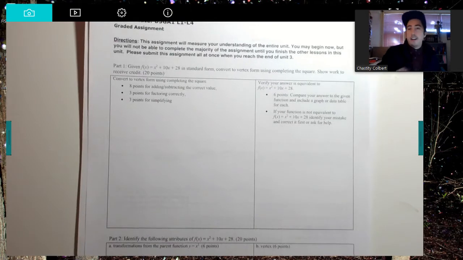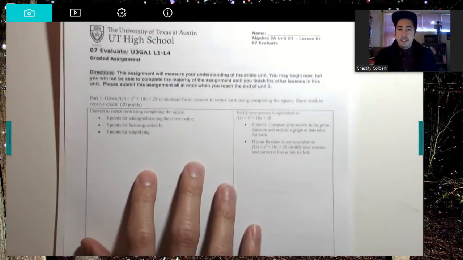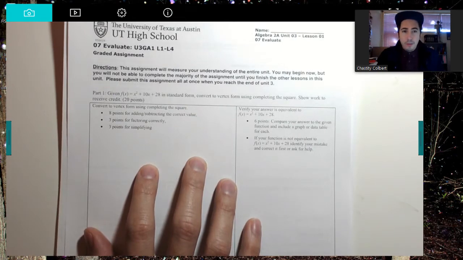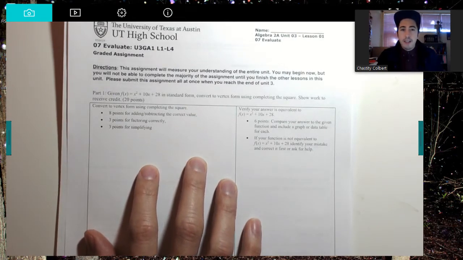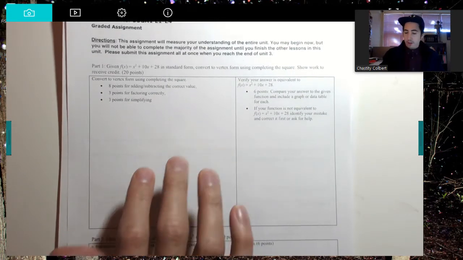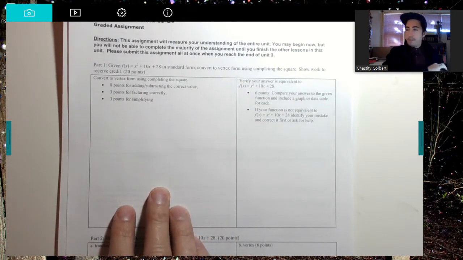Got the assignment here. So this is the guess from the UT school, unit 3, lesson 1. So evaluating here, I'm going to help you out. Hopefully, I can explain it pretty well.